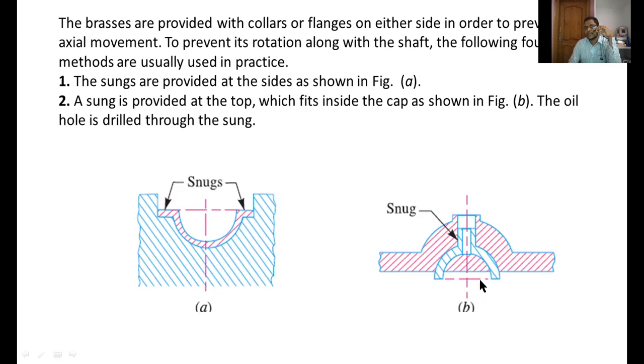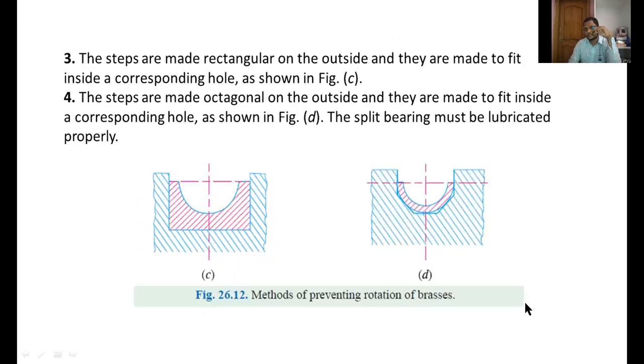The oil hole is drilled through the shunt. This is an oil hole. This is the shunt, and the middle hole is called the oil hole. The oil hole is drilled through the shunt.